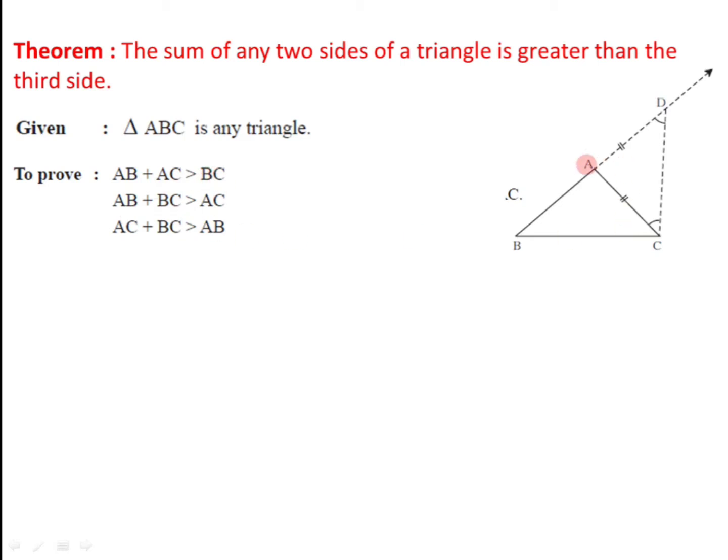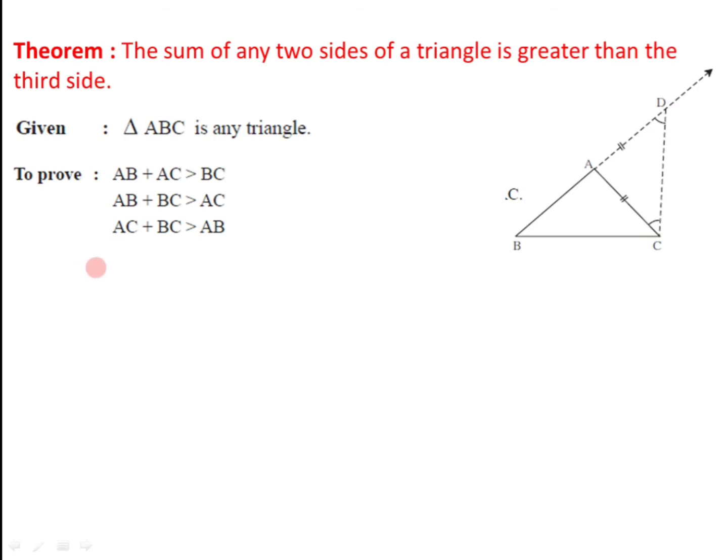Now secondly, if we consider AB and BC, these two sides, then AB plus BC must be greater than the third side AC. And we have another pair of sides, AC and BC. If we add these two sides, AC plus BC, its sum must be greater than the third side AB. So these are the three statements we have to prove.